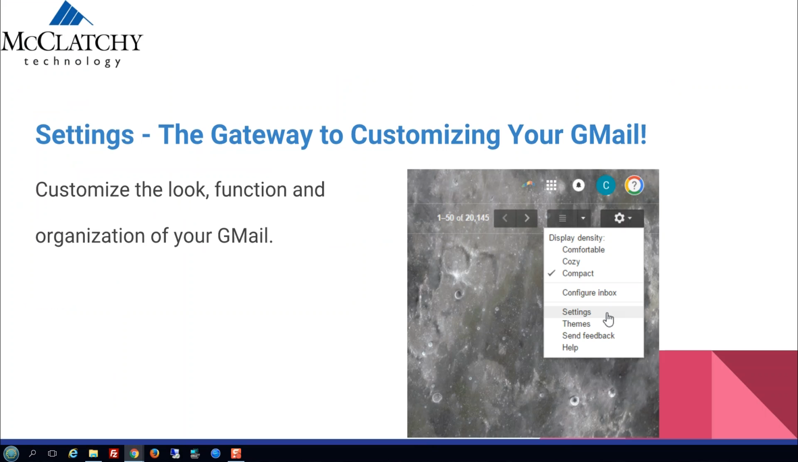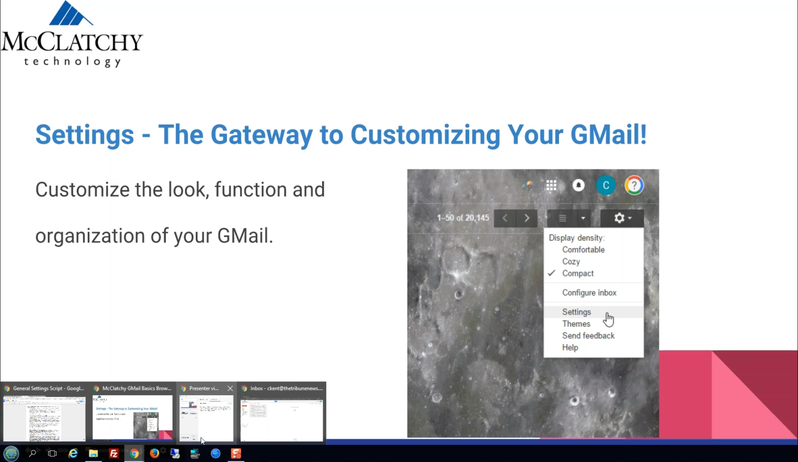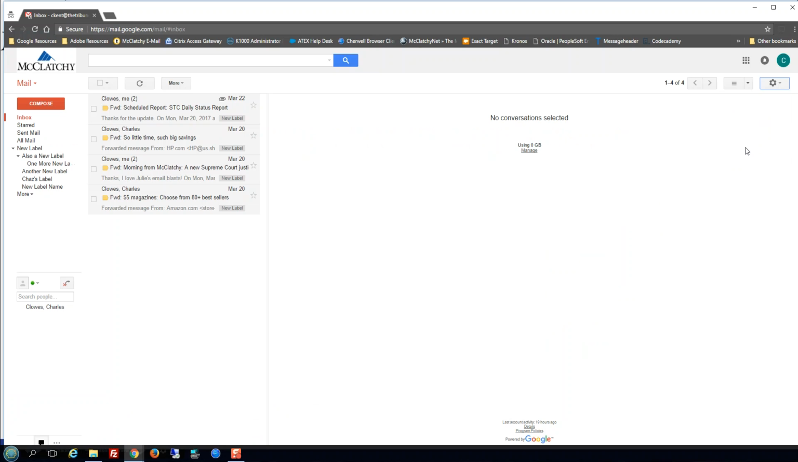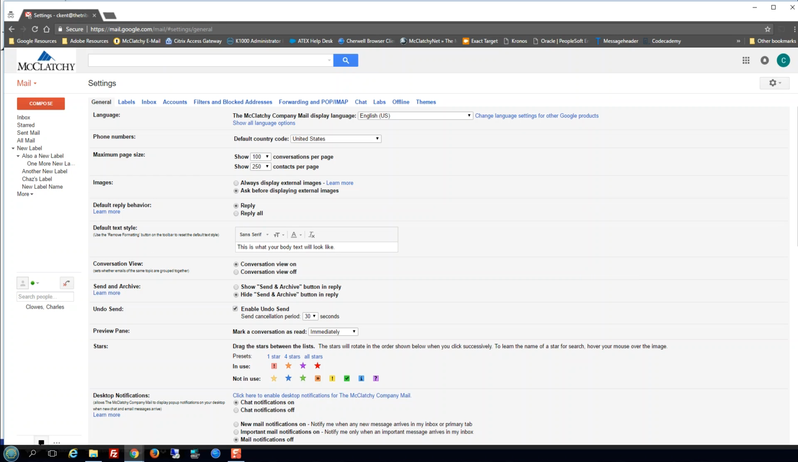Settings. The settings in Gmail allow you to set up how your Gmail account looks, functions, and is organized. To access the settings, go to the gear icon and click the Settings option. Your message list will be replaced by the Settings interface, as you can see here. The General tab in Settings is displayed by default. In the General tab, you can customize how Gmail looks, how it works, and how you can organize your messages. I will now take you on a quick tour.